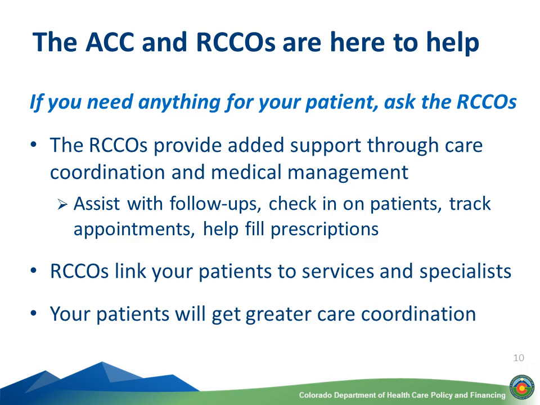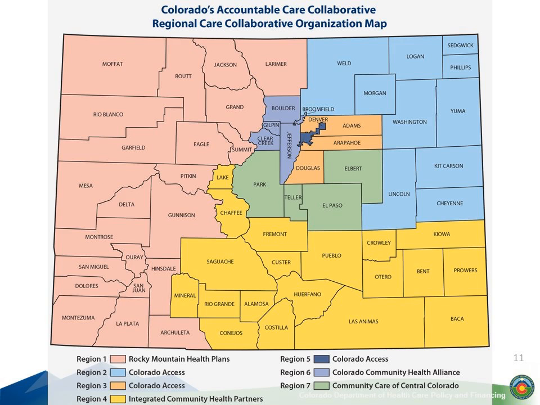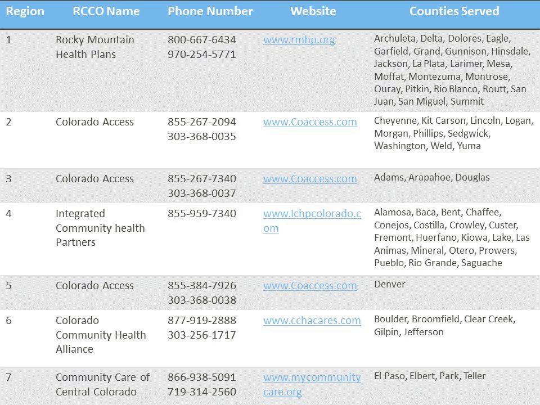So in this next slide here, this is a map of the regional areas for our regional care collaborative organizations. So take a moment here and identify which RICO region you are in. Note your county, and then look down there at the key and find your region. And then here on the next slide is your contact information for that RICO if you don't already have a relationship built with them already.